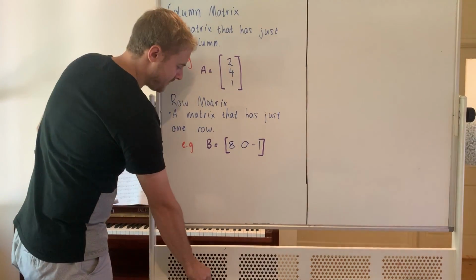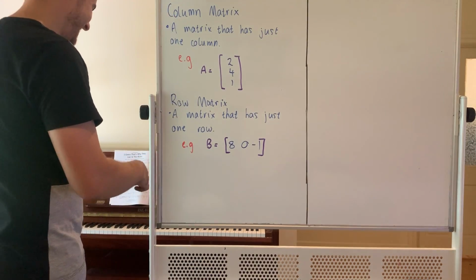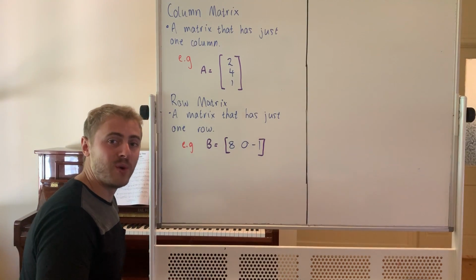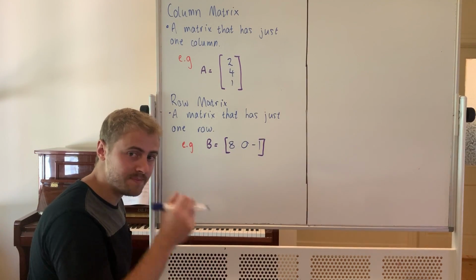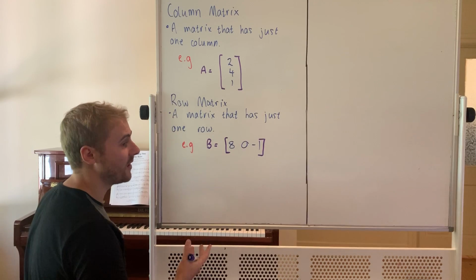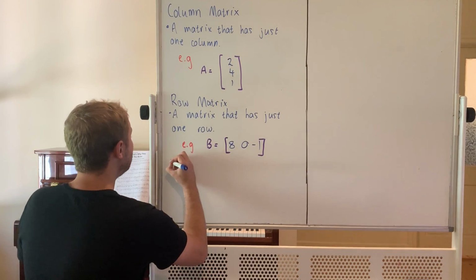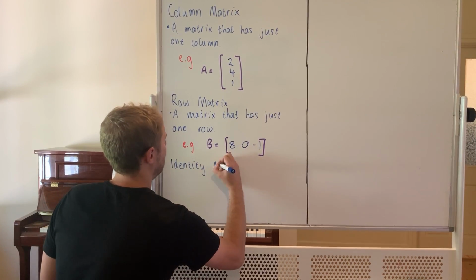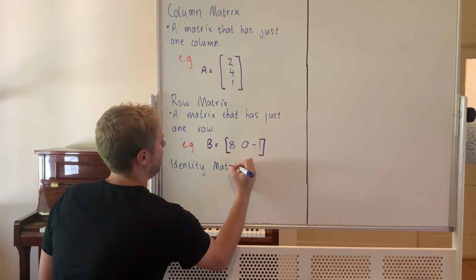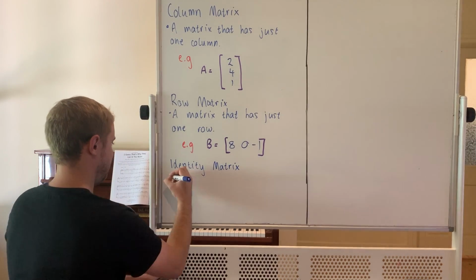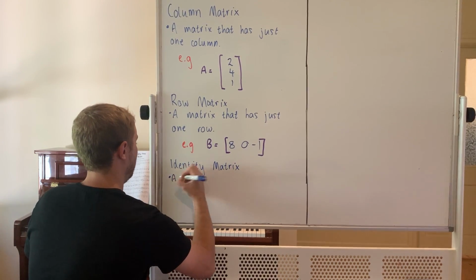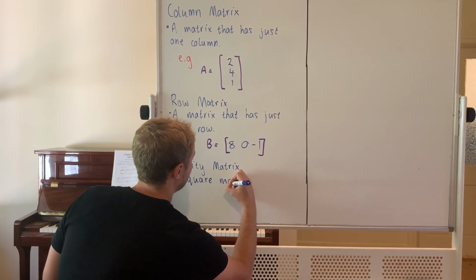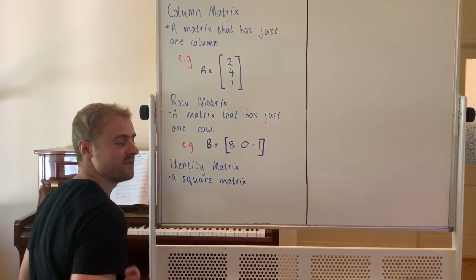A couple other different types. We have what's called an identity matrix. Right now these won't seem important, but when we get to some of the more advanced concepts, we'll be looking at them quite a lot. Hopefully some of you remember them from year 10. Identity matrices are always square matrices. So it's a type of square matrix.